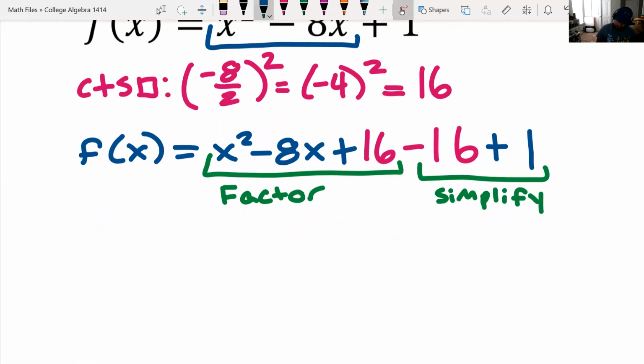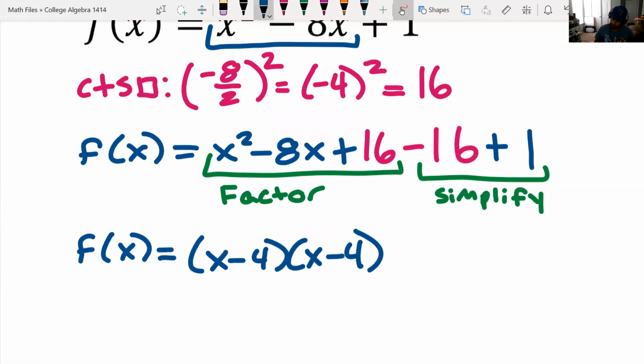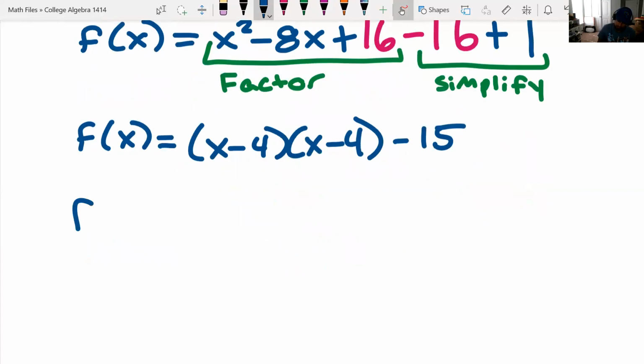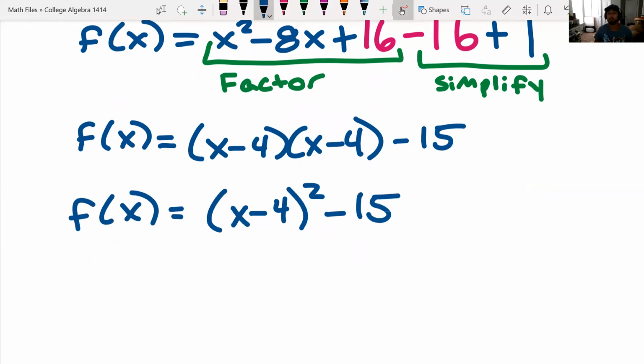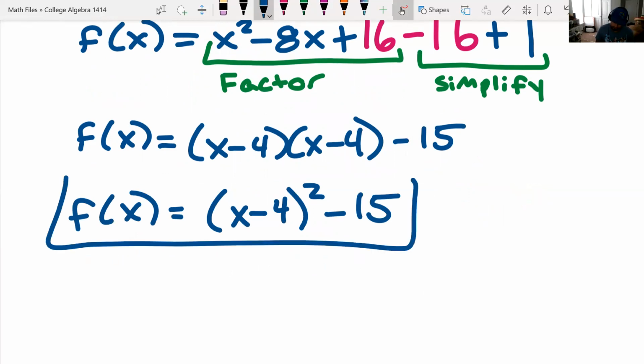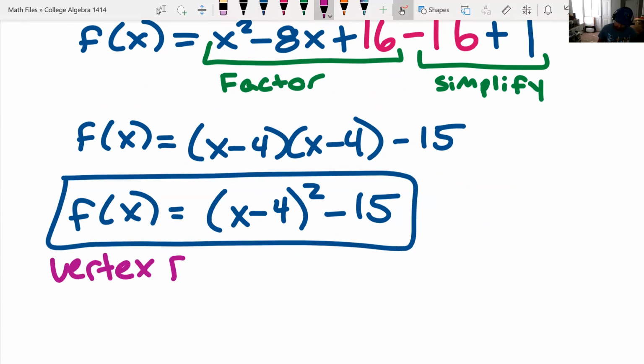All right, so this means you'll get f of x equals, and when you factor x squared minus 8x plus 16, that's going to factor to x minus 4 times x minus 4, minus 15. Okay, and then put it together, you'll get x minus 4 squared minus 15, and there it is. And you have now put this into a form that's called vertex form. But we'll worry about vertex form on the next section.